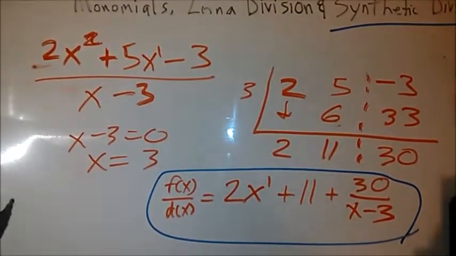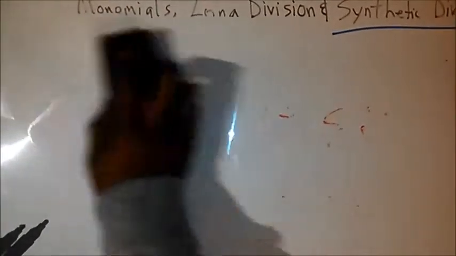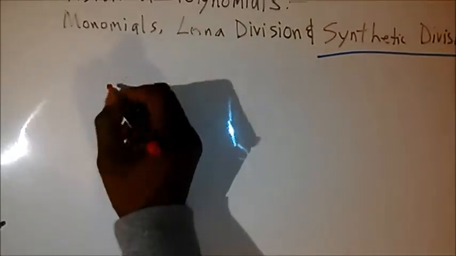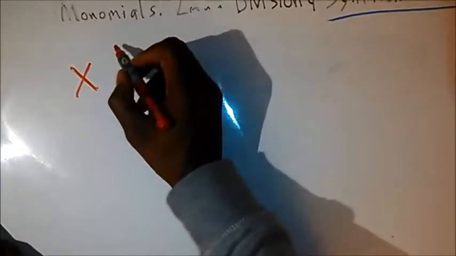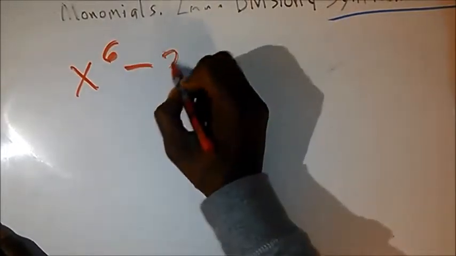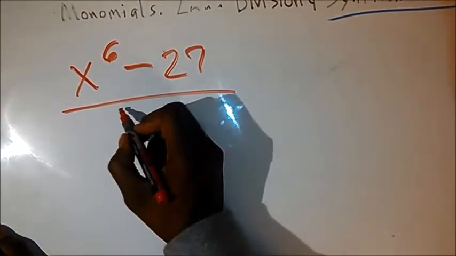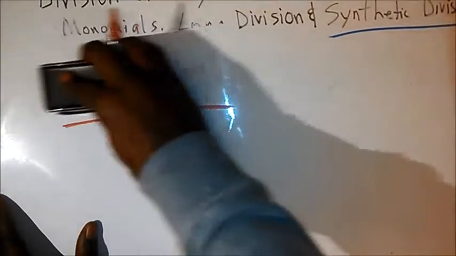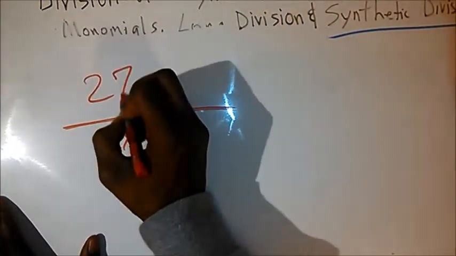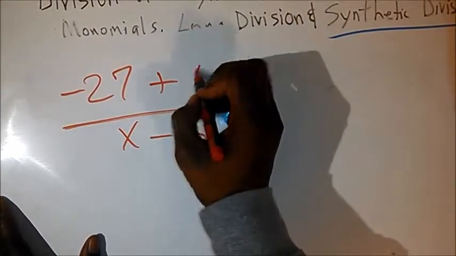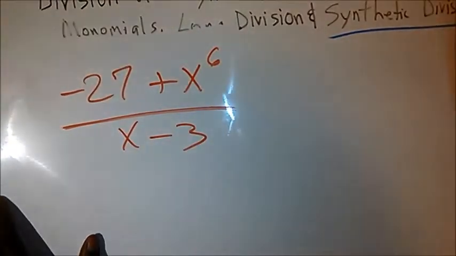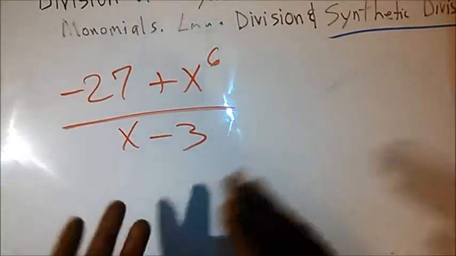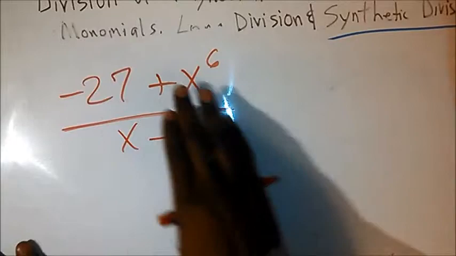Let's try another one. It's going to be a little bit more difficult. Okay, try pausing the video and solving this one. x to the 6th power minus 27 divided by x minus 3. Well, first thing I notice is that it's arranged in order of descending powers. In this case, I just switched it around to show you what's not in the right order.